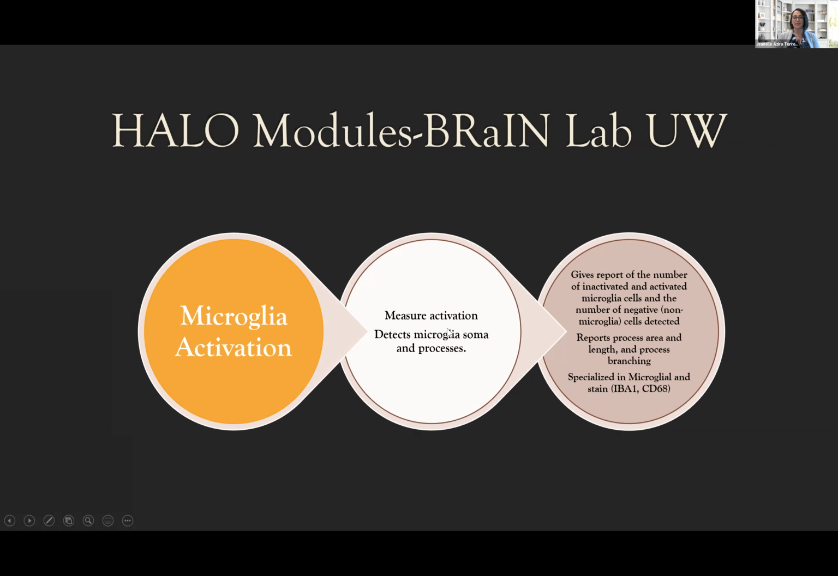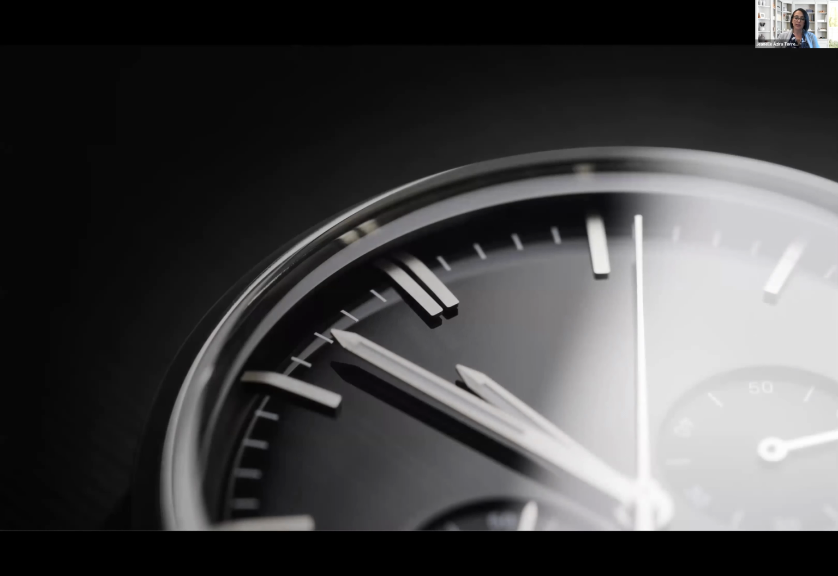And the last module is the microglia activation. It measures, as the name says, the activation of the microglia cells. It detects the microglia soma and processes, and gives the report of the number of activated and non-activated microglia cells and the number of negative cells, which are non-microglia cells detected. The report also gives you the information of the processes area, the length, and the processes branching, and is specialized in microglia stains like IBA1, CD68.